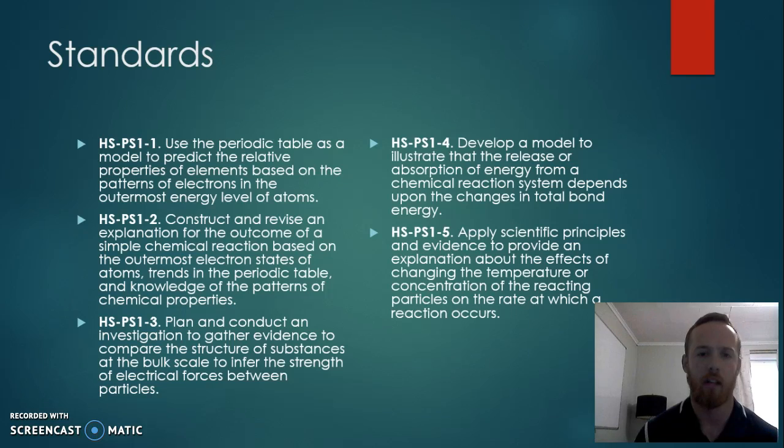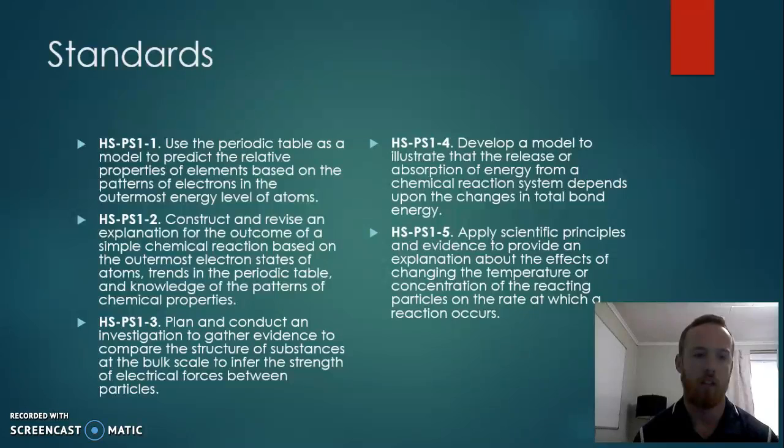So looking at some of the standards here, you can see, such as high school PS1-1, the usage of the periodic table as a model to predict the relative properties of an element based on the patterns of electrons in the outermost energy level of atoms. So when you're looking at those, you can see the description of the electrons and where they are located. To most people, they might not see the interrelationship between standards. However, being a chemist myself, and having taught this course many times, there are a lot of overlying principles between each of the standards.